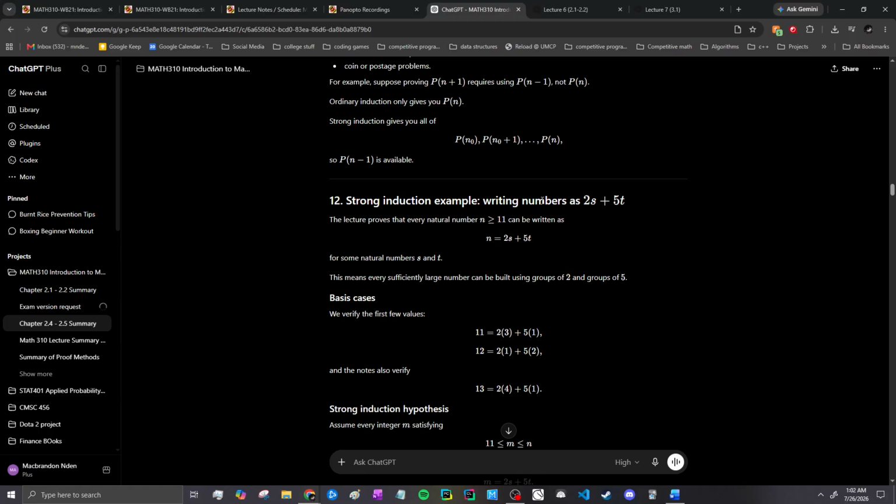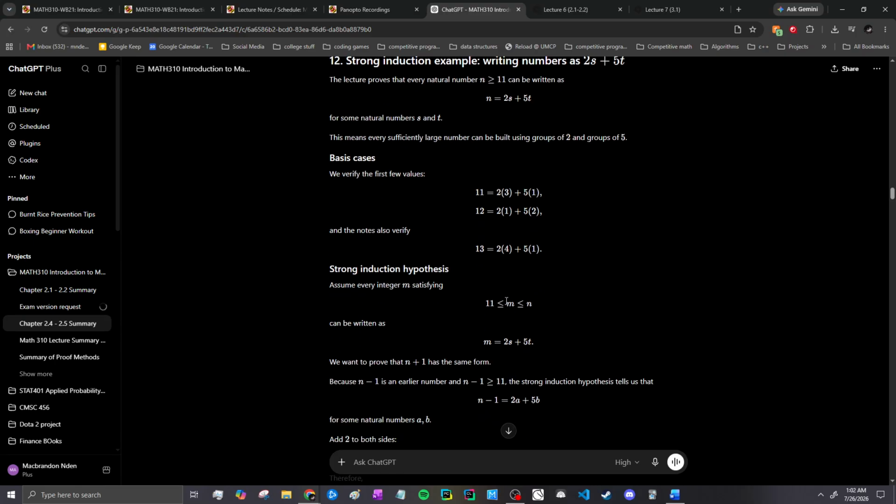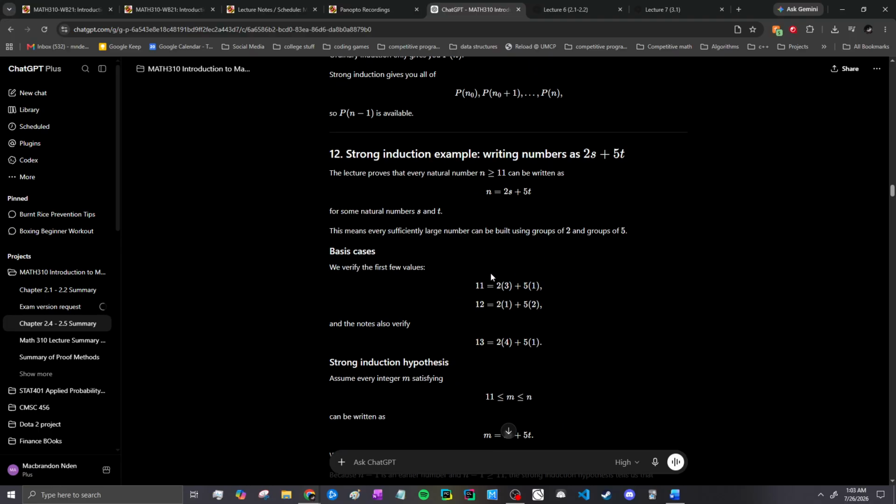Strong induction example: writing numbers as 2s plus 5t. The lecture proves that every natural number greater than 11 can be written as such for some natural numbers s and t. This means that sufficiently large numbers can be built using groups of 2s and groups of 5s. Base case: we verified the first few values, so 11, 12, 13. And then let's also verify. Okay, this is a coin problem essentially.